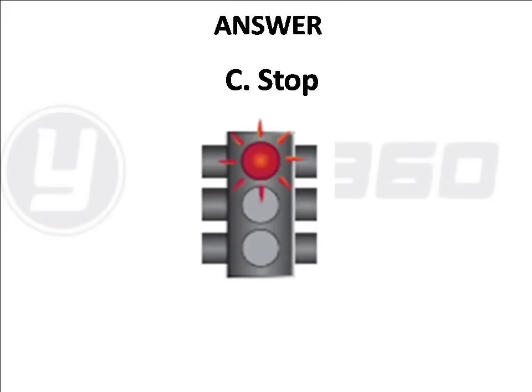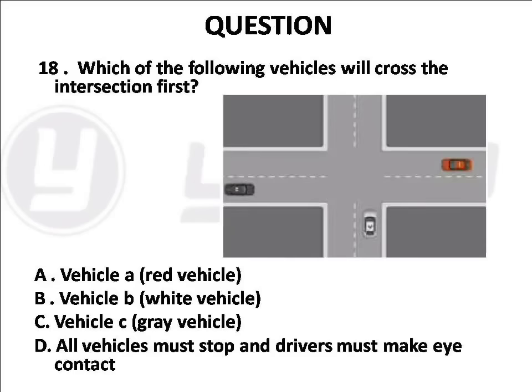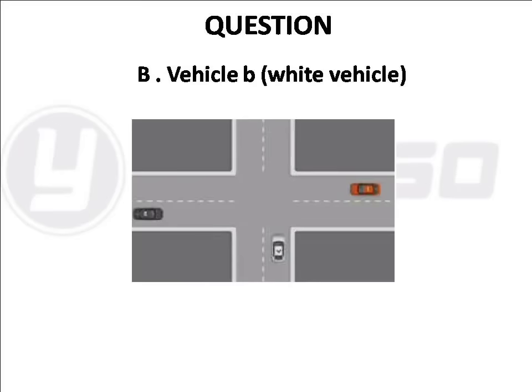Question number 18. Which of the following vehicles will cross the intersection first? Options are A. Vehicle A, red vehicle. B. Vehicle B, white vehicle. C. Vehicle C, gray vehicle. D. All vehicles must stop and drivers must make eye contact. Answer is option B. Vehicle B, white vehicle.